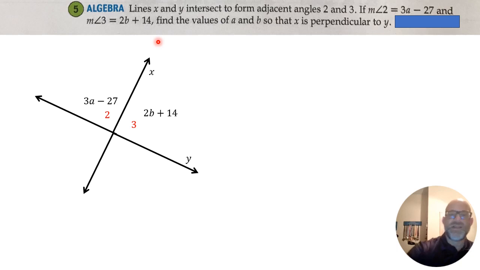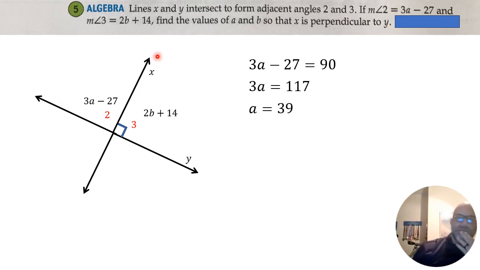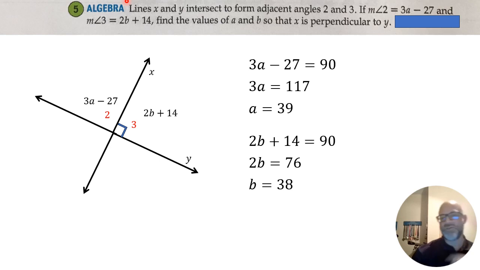Well, what's the obvious fact from this piece of geometry right here? That 2b plus 14 equals what? 90 degrees. And also that 3a minus 27 equals 90 degrees. So you can solve for a, and from this one right here, you can solve for b. It's the definition of complementary.